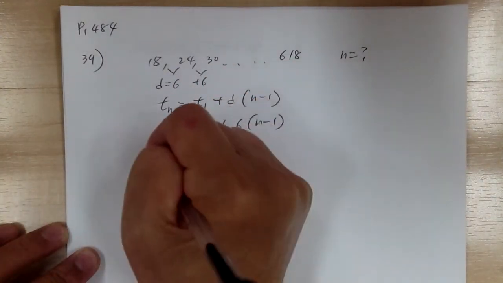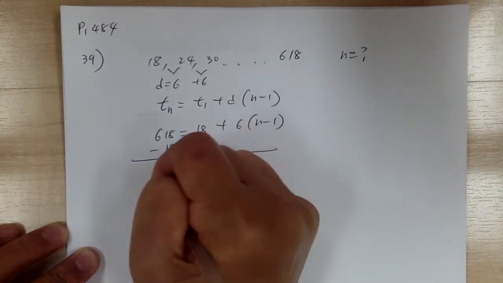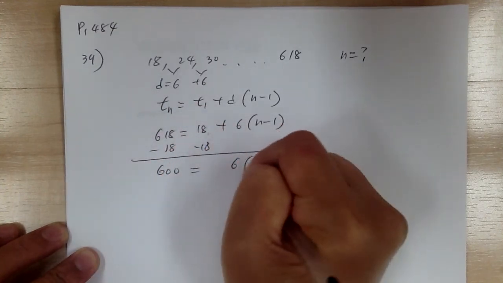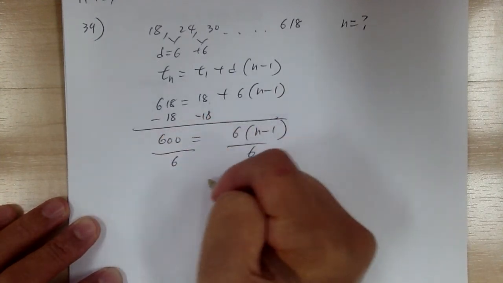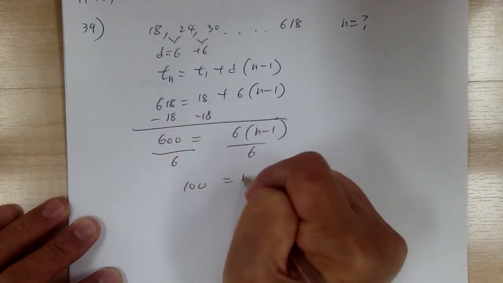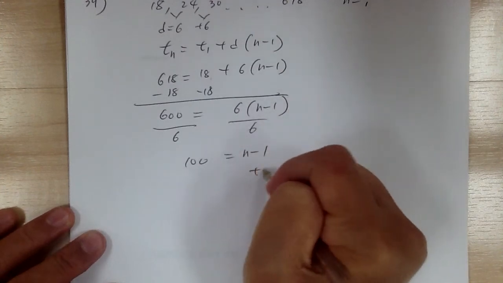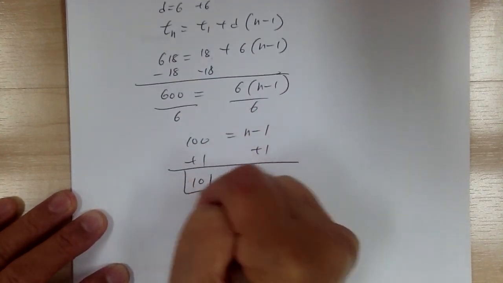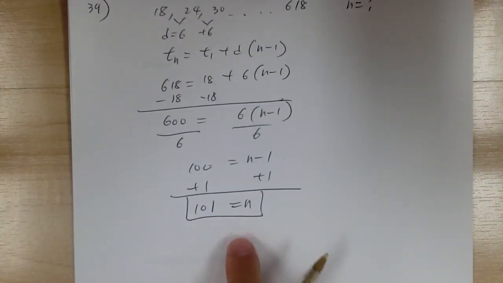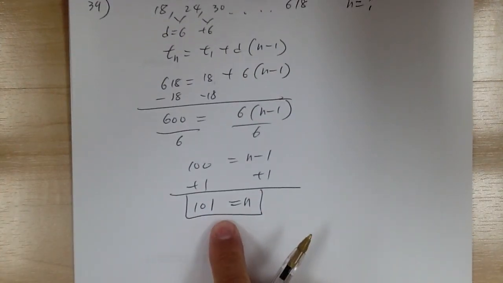Okay, so you can just substitute it in there. So minus 18. So 600 equal to 6 times n minus 1, divided by 6. So 100 equal to n minus 1. So plus 1 on each side. So 101 equal to n. And that's it. Okay, so there are 101 terms in the sequence.